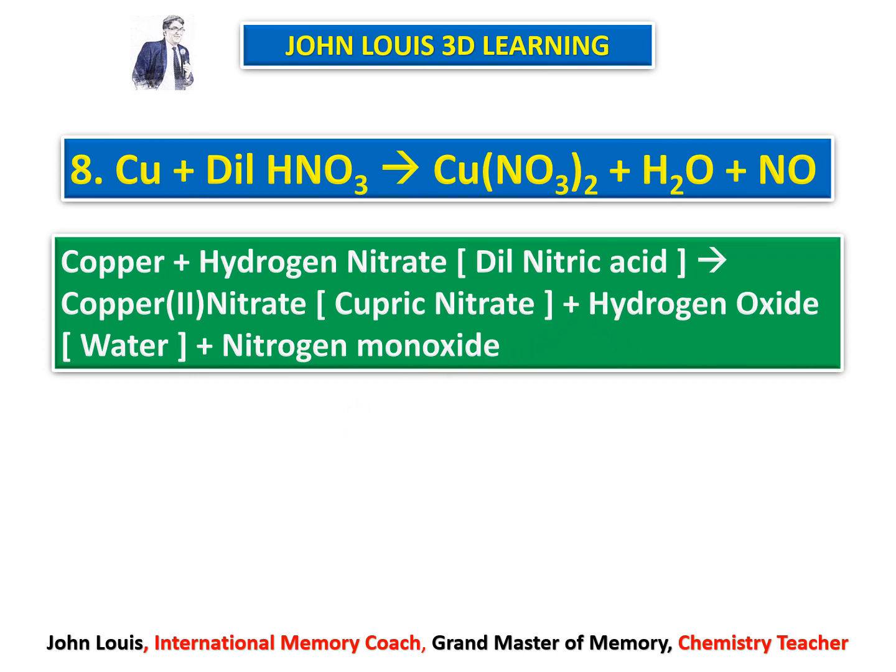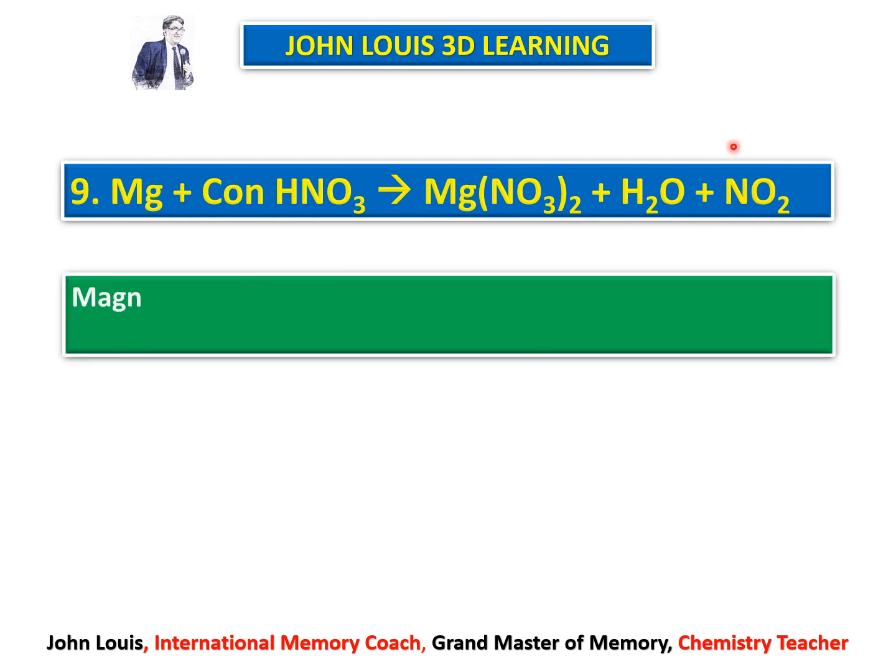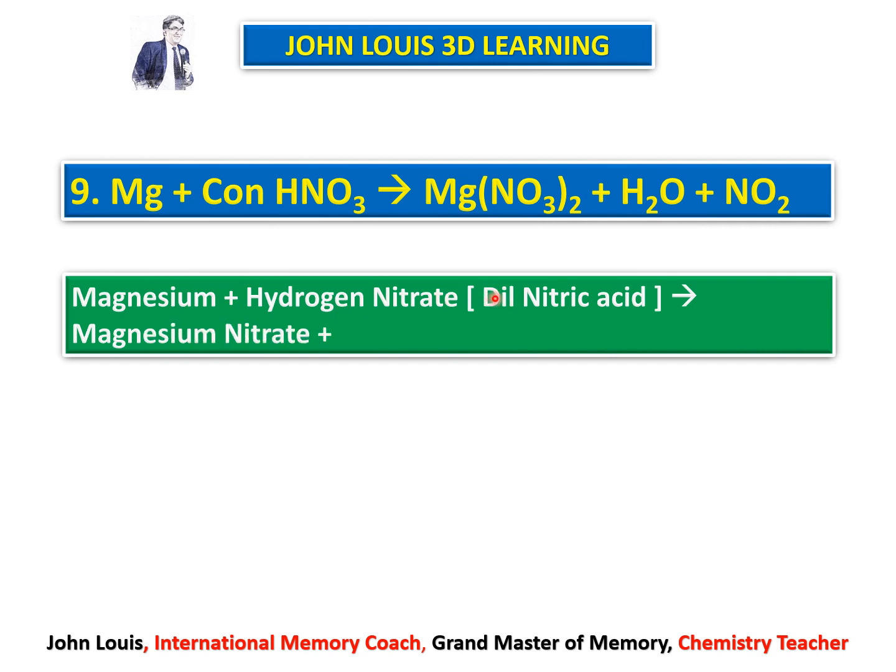The ninth equation, Mg plus concentrated HNO3 gives Mg(NO3)2 plus H2O plus NO2. What is Mg? Magnesium. What is HNO3? Hydrogen nitrate or nitric acid, concentrated nitric acid. NO3 is nitrate, therefore magnesium nitrate. H2O is water, NO2 is nitrogen dioxide. Therefore the answer is magnesium plus concentrated nitric acid or hydrogen nitrate. Again here it is concentrated nitric acid. It is not dilute, it should be concentrated nitric acid. Plus water plus nitrogen dioxide.